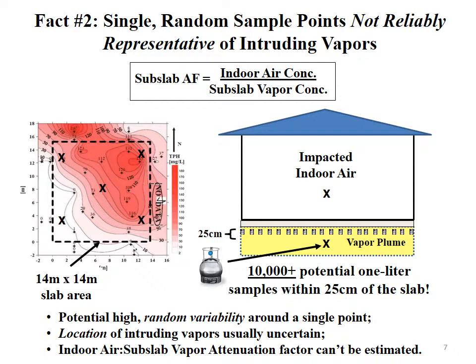But think about this: if you look at the map on the left, the concentration of the contaminant you get in any given soil vapor sample collected beneath the slab can vary quite a bit. So the number you get in the estimated attenuation factor is really totally random, and you have no way of knowing if it's actually representative of the vapors intruding the building and what the vapor attenuation factor is.